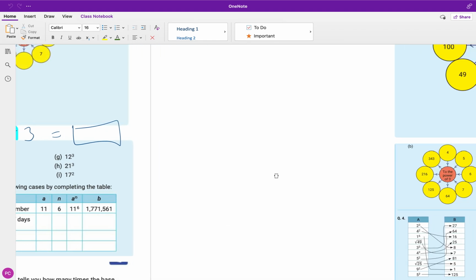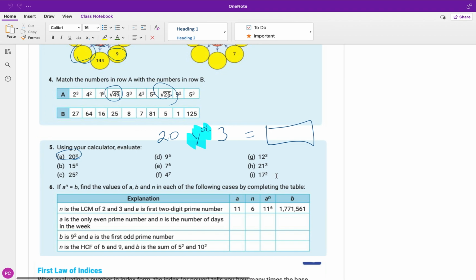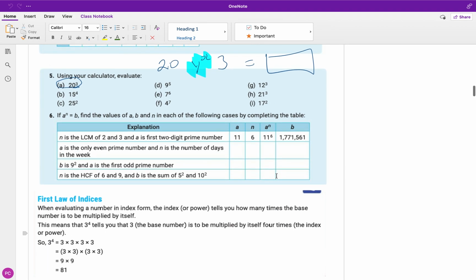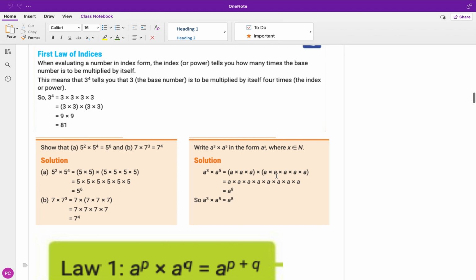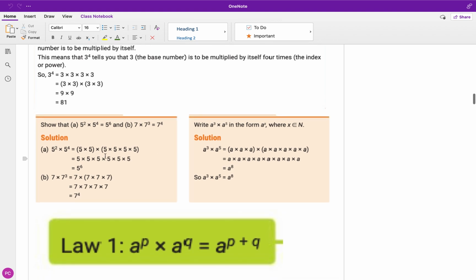Okay, so moving on then from question 1 to 6, we're looking at the first law. So the first law of indices, there's a couple of rules when you're dealing with indices of what you do when you're multiplying 2 to the power of 4 by 2 to the power of 7, that kind of thing. And this is the first law of indices. There's a couple of examples there for you to look at. So if you have 5 to the power of 2 by 5 to the power of 4, you get 5 to the power of 6.